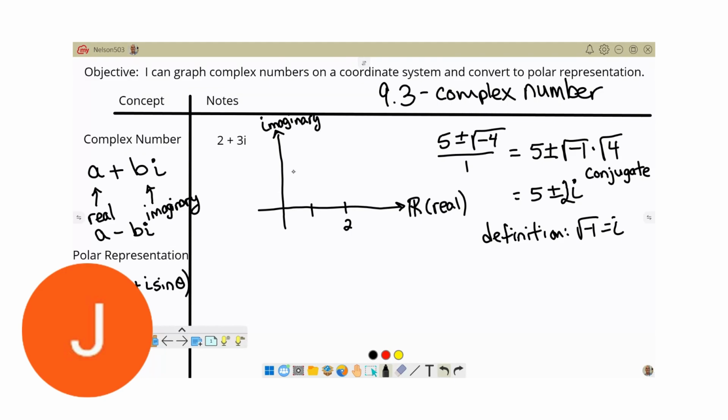All right, and so let me just put maybe i out here. So we're going to go up 3 spots on this axis, 1, 2, 3, and then we come over to this point, over 2, up 3. This point represents 2 plus 3i. Now, doing arithmetic with 2 plus 3i is easy if you're adding complex numbers. So let me show you some arithmetic here. Give me like 30 seconds, okay?